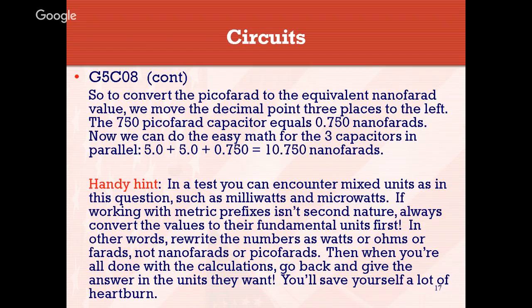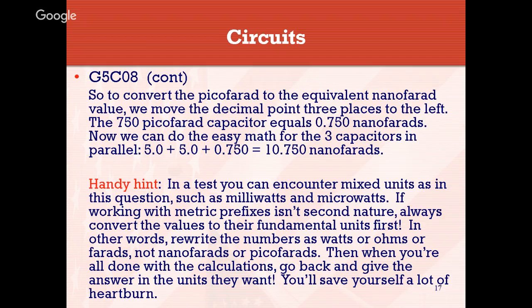Here's a little handy hint that is included in this question. In a test, you can encounter mixed units as in this question, such as milliwatts and microwatts. If working with metric prefixes isn't second nature, always convert the values to their fundamental units first. So, in other words, rewrite the numbers as watts or ohms or farads, not nanofarads or picofarads, so that when you're all done with the calculations, you can go back and give the answer in the units that are being asked in the question. And you can save yourself a lot of heartburn by doing that.